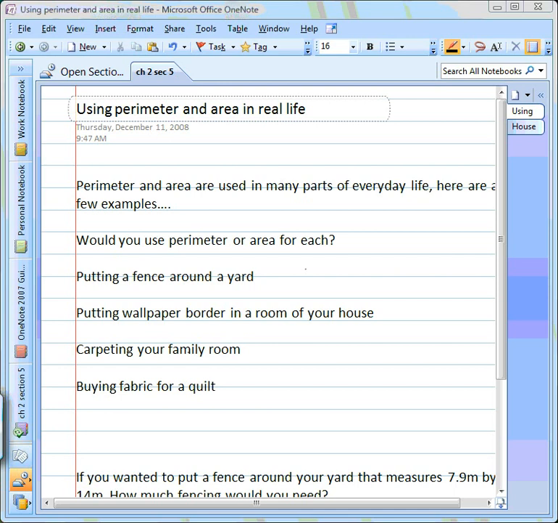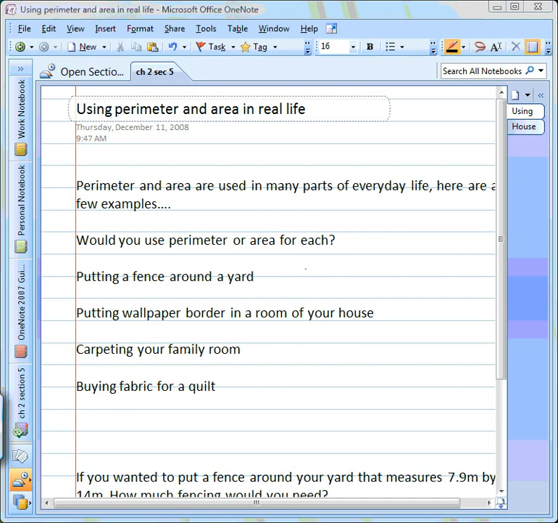If we look at perimeter and area, we have to remember that perimeter means the outside edge, so measuring in a straight line around the outside edge of an object. So that's the perimeter. If we're looking at area, area is the amount of space that's inside of an object.